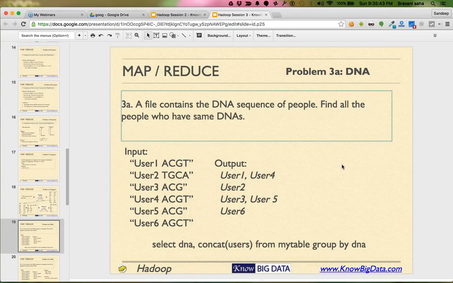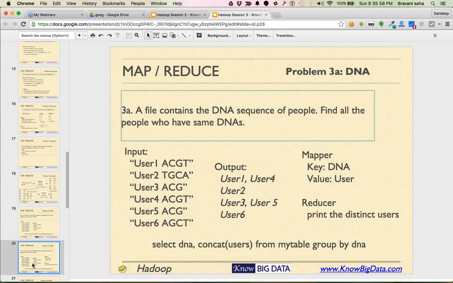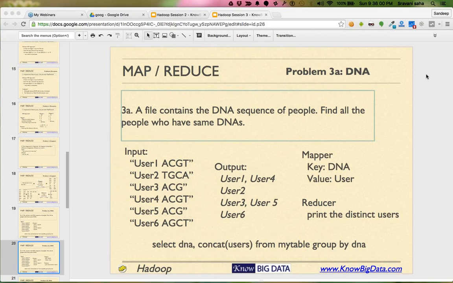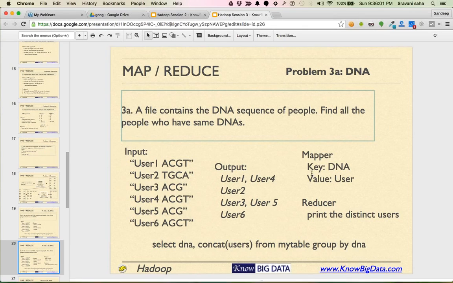Brilliant. So all of us are of the same opinion. The key is going to be the DNA and the value is going to be the user. All right, Sridhar? So the answer is very straightforward. All we have to do is key is a DNA and value is the user.